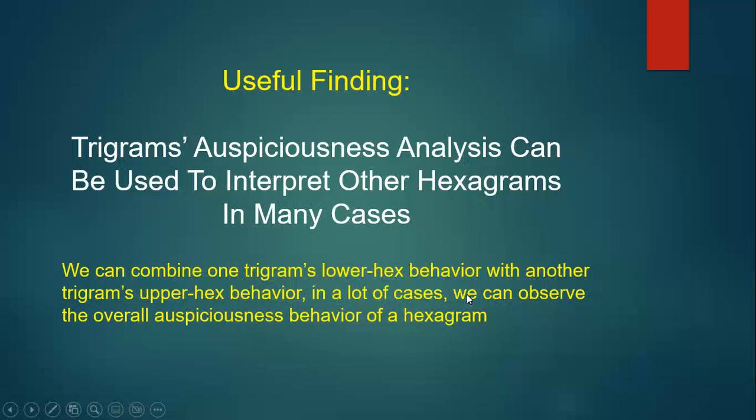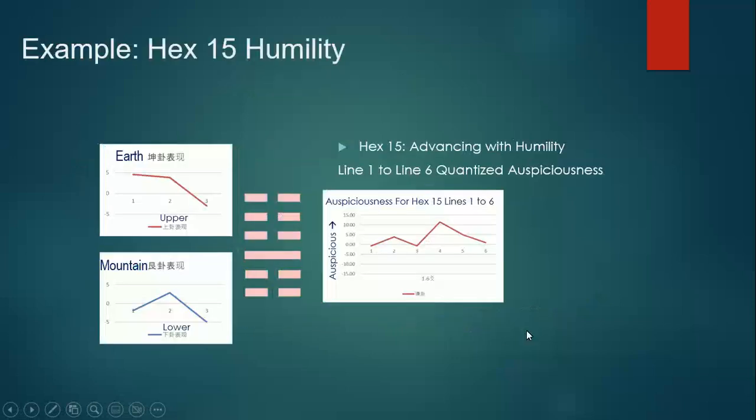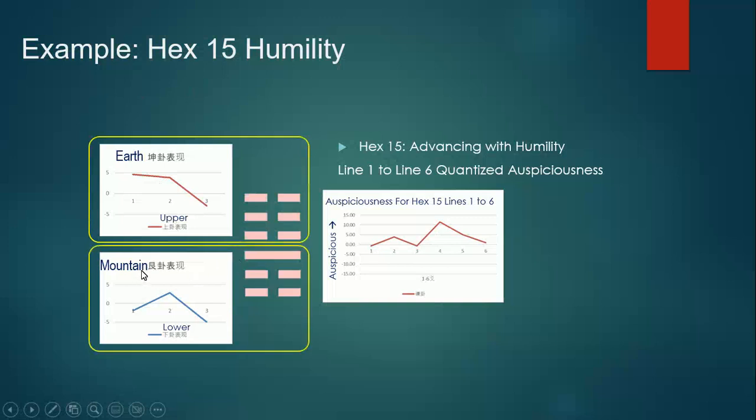In a lot of cases, we can observe the overall auspiciousness behavior of a hexagram. So let me show you what we meant. For example, in hexagram 15, humility, we combine the plot for the upper trigram of the earth with the plot of the mountain trigram for the lower hex configuration. Once we combine these two plots together, they form a plot that is very similar to the overall auspicious behavior of hexagram 15 itself.